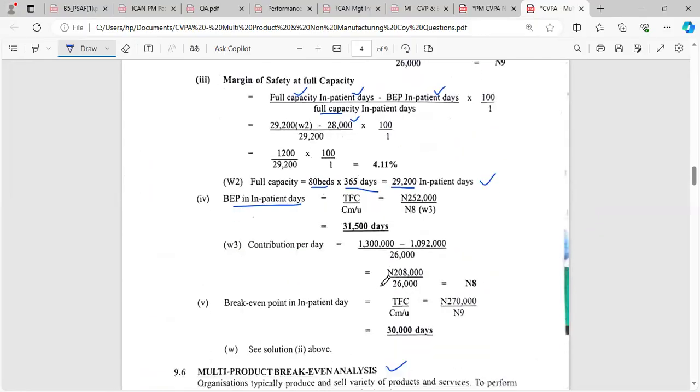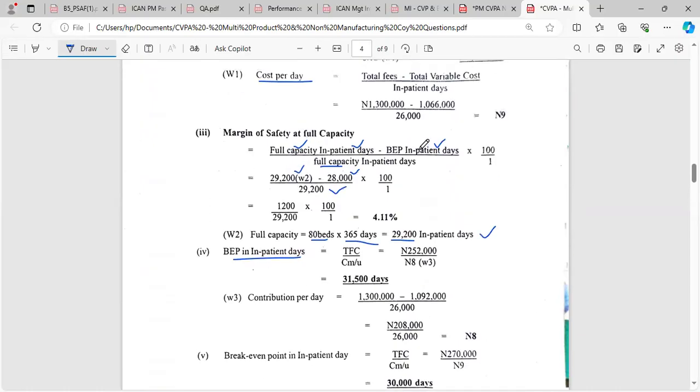So at full capacity, you make use of 80 beds times 365 days, which gives us 29,200 inpatient days. That's how we have this 29,200 here and here, full capacity. That is what they are meant to achieve on budget basis. So 29,200 as budgeted capacity in inpatient days, minus BEP in inpatient days, which is 28,000, divided by budgeted capacity in inpatient days, times 100%. If we solve the mathematics, that will give us 4.11%.